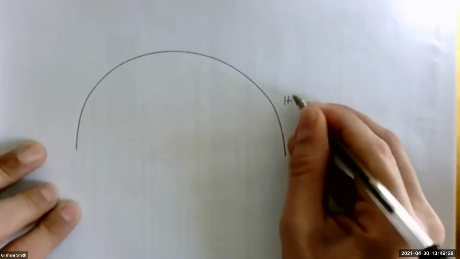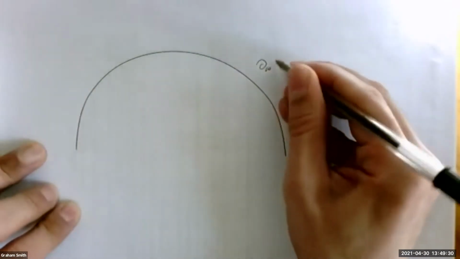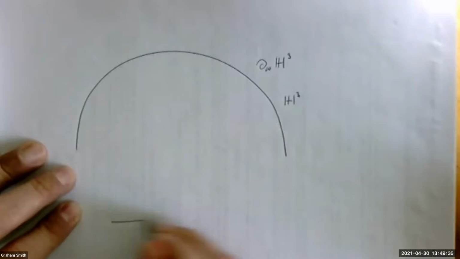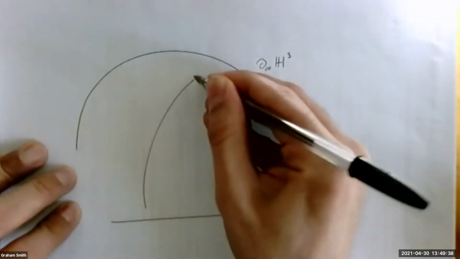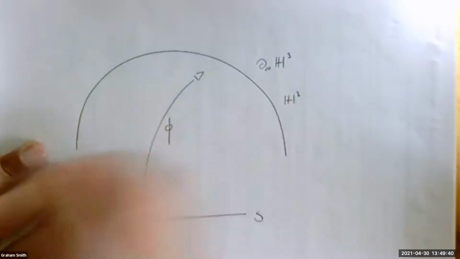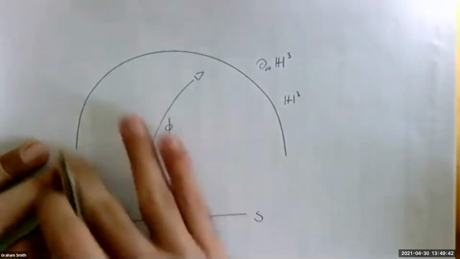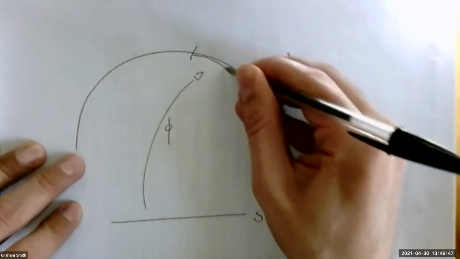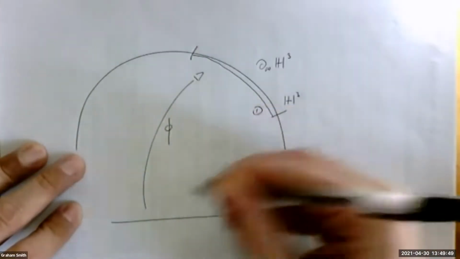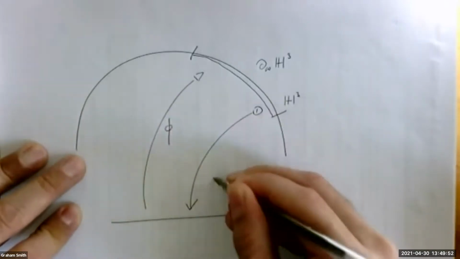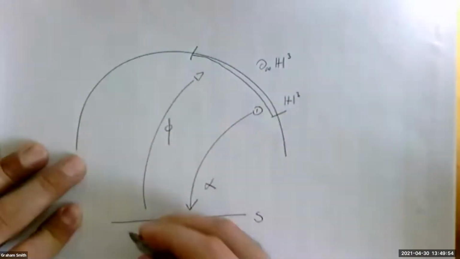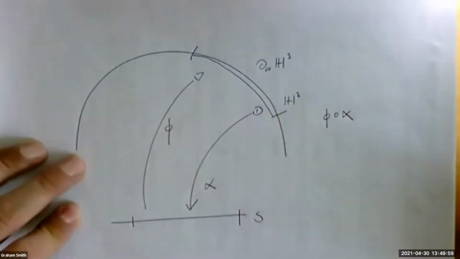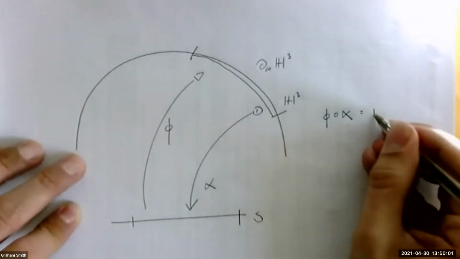I have hyperbolic space. This is the ideal boundary of hyperbolic space. I have a surface, an abstract surface here, and I have a local diffeomorphism phi which sends it into the ideal boundary. Now I take a disk D, and I have a function alpha which sends my disk into an open subset of S, which has the property that phi composed with alpha is equal to the identity.